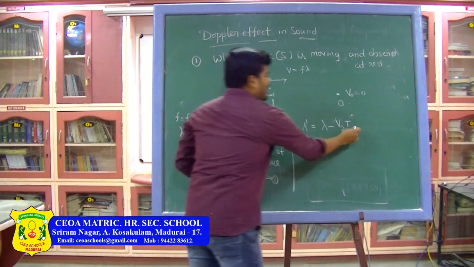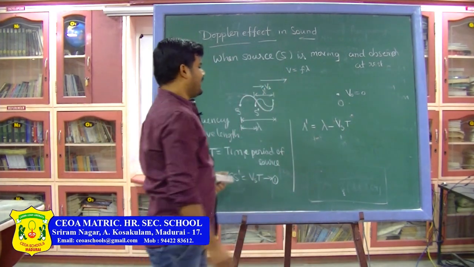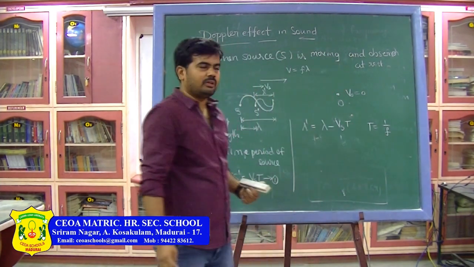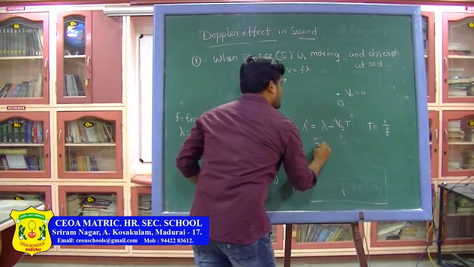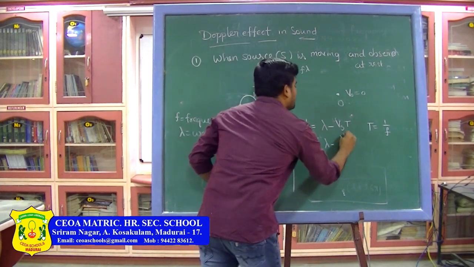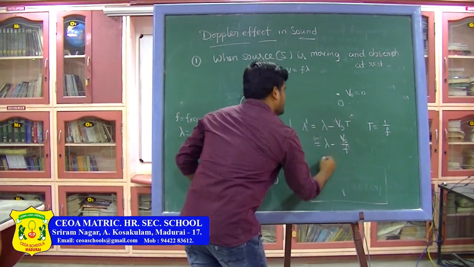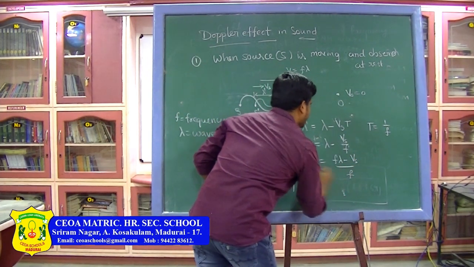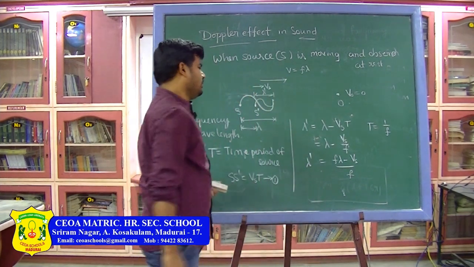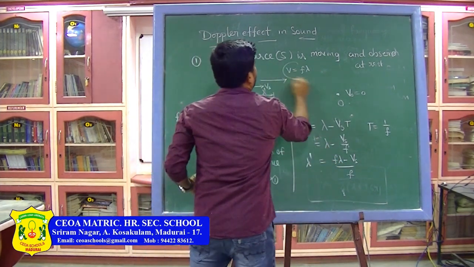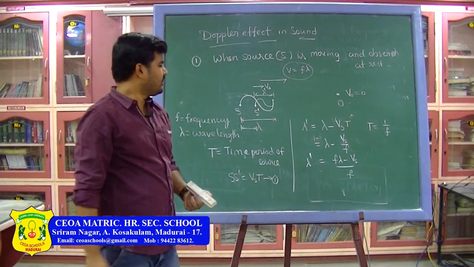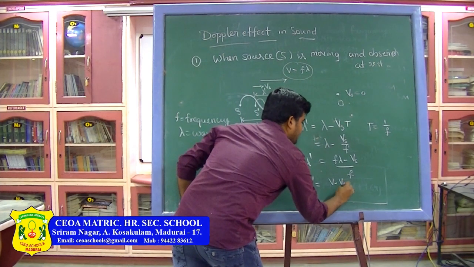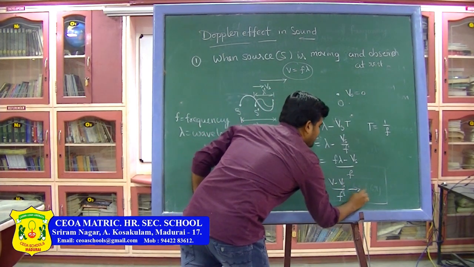Now, this is called the apparent wavelength, and we know that the time period is equal to 1 by the frequency of the source. The reciprocal of frequency is the time period. Substituting that value, lambda minus Vs by f. Now, taking the LCM we get f lambda minus Vs divided by f is the lambda dash value. Now, f lambda is V, that is V equals f lambda, the speed of sound. Therefore, the apparent wavelength lambda dash is equal to V minus Vs divided by f. So, this is equation number 2.